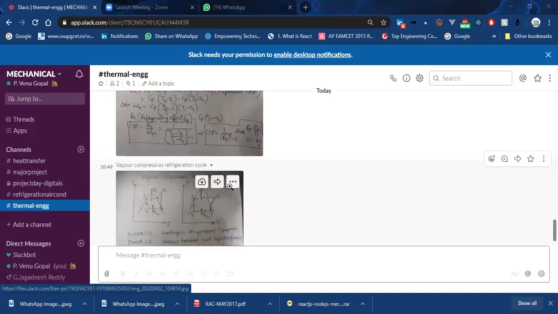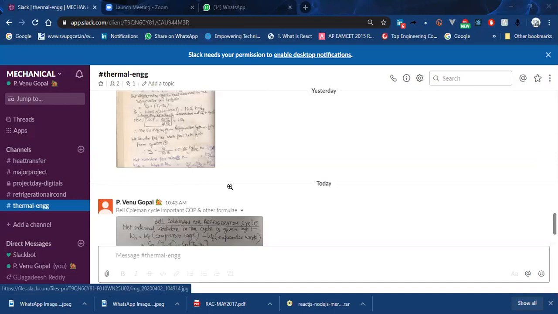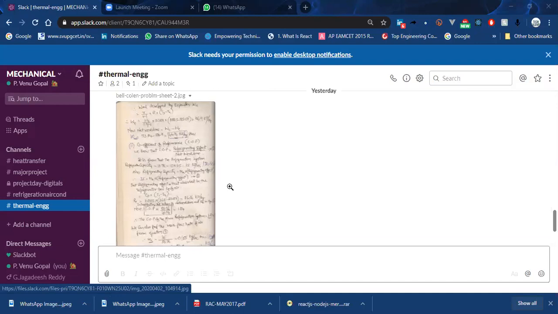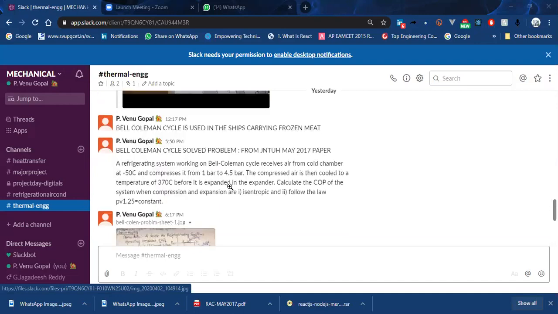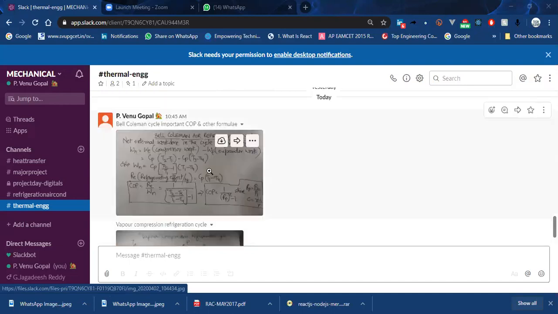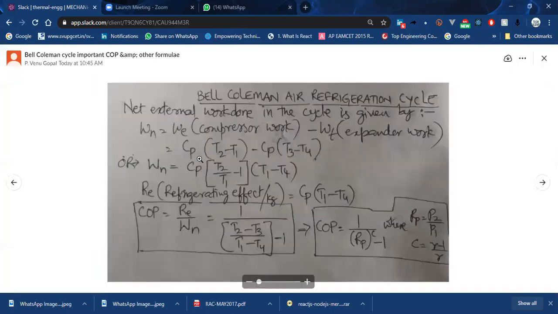See, yesterday I gave you some formulas also. If you look at the Slack, just after the Bell-Coleman cycle, I have given you the formulas. I'm just sharing this Slack screen. Can you see the Slack screen? So there, correct. Those we already discussed yesterday, but I just want to summarize the formulas here.